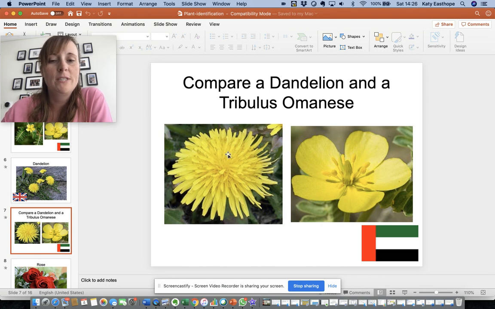Excellent. I'm sure you all said about the petal shapes, the amount of petals. Look at how many petals this one's got. This one's only got 5 petals. You might also have talked about the trumpet and the pollen being different. They are all correct answers.